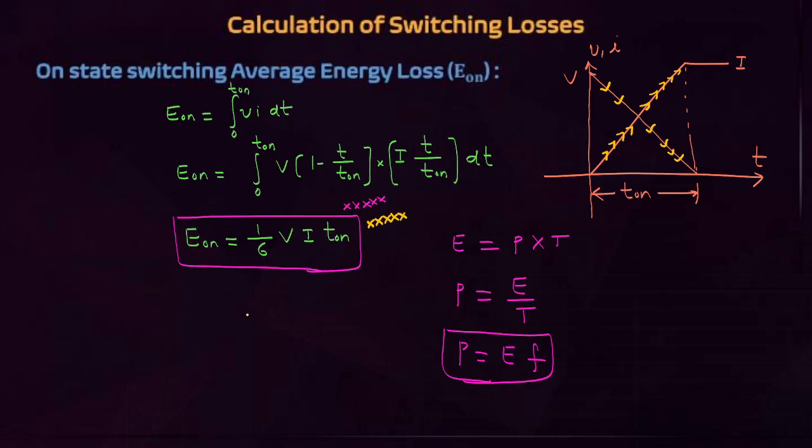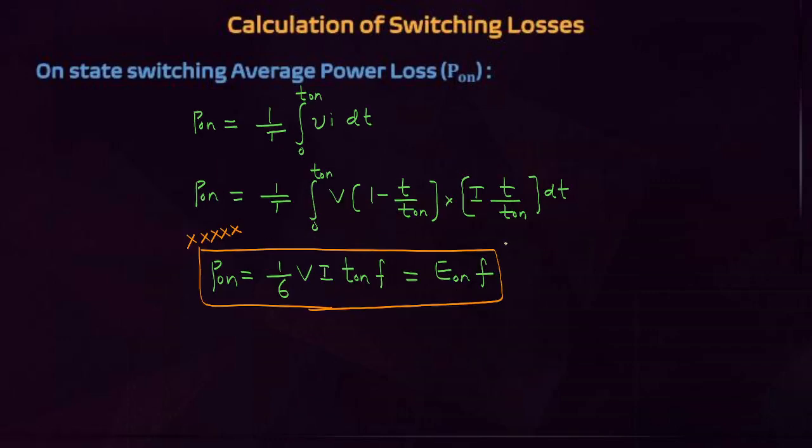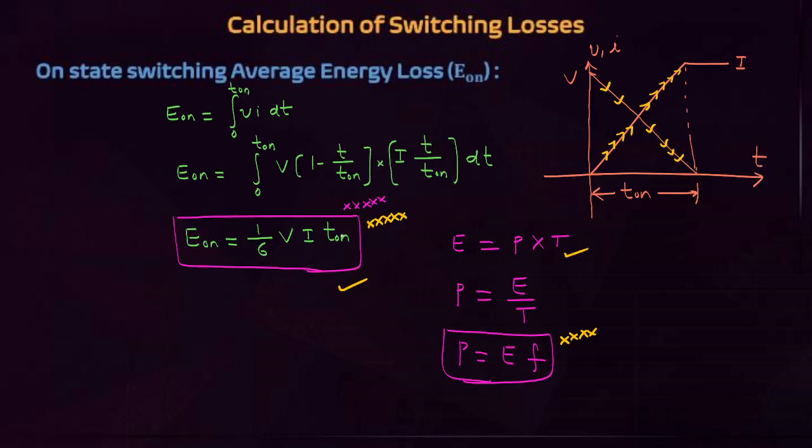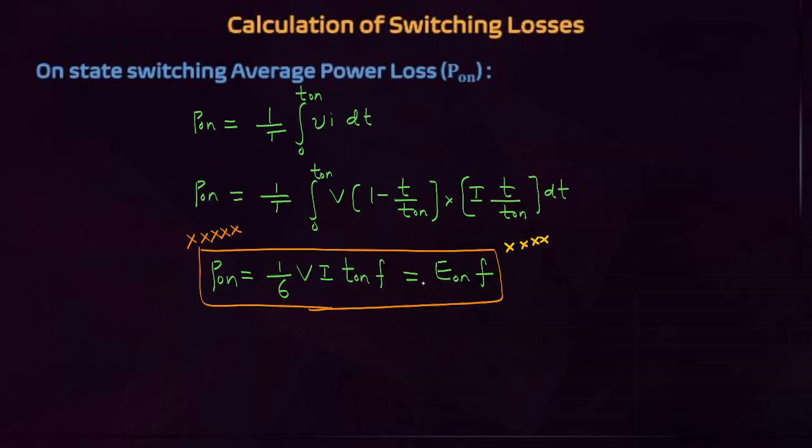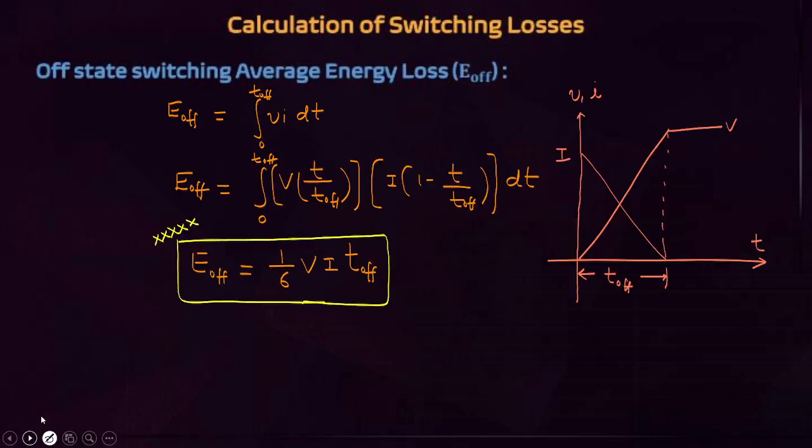Once you know the energy loss, how do we calculate the power loss? Students, we know that energy equals power into time. Then power equals energy by time. 1 by time is written as frequency. That is energy into frequency. This is the on-state switching energy loss. Then what is the on-state switching power loss? On-state switching power loss is 1 by 6 Vi into T on into F, students. That you have to concentrate on. In the energy loss there is no frequency term, but here we get a frequency term. This is the energy loss and power loss calculation during on-state.